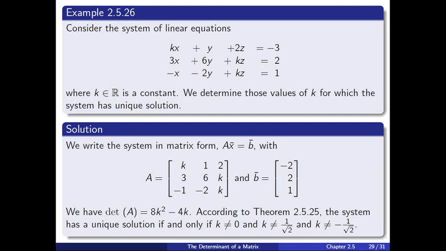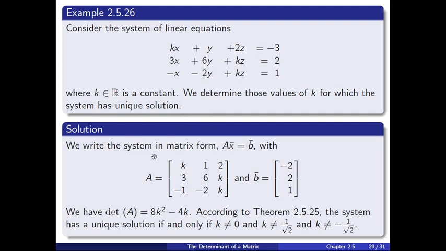So suppose you are given a system of linear equations: kx plus y plus 2z is equal to minus 3, 3x plus 6y plus kz is equal to 2, and minus x minus 2y plus kz is equal to 1, where k is a constant. Then we are supposed to determine the values of k for which the system has a unique solution.